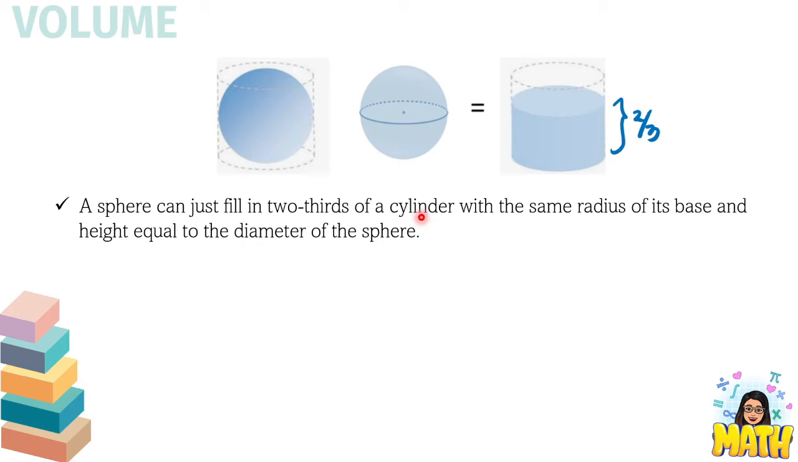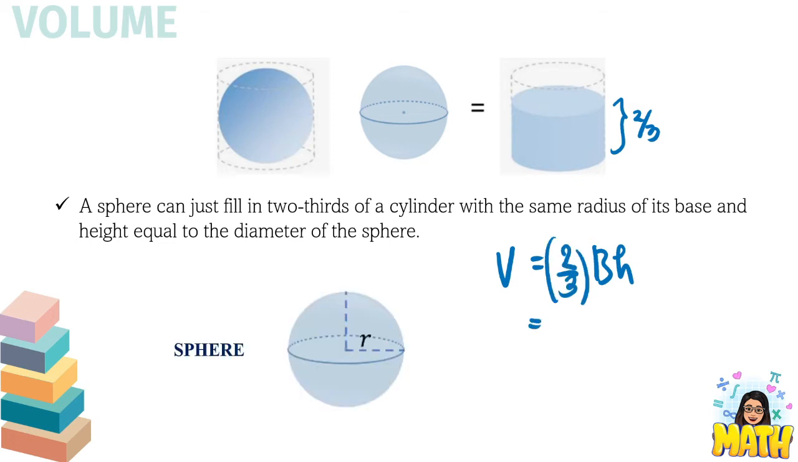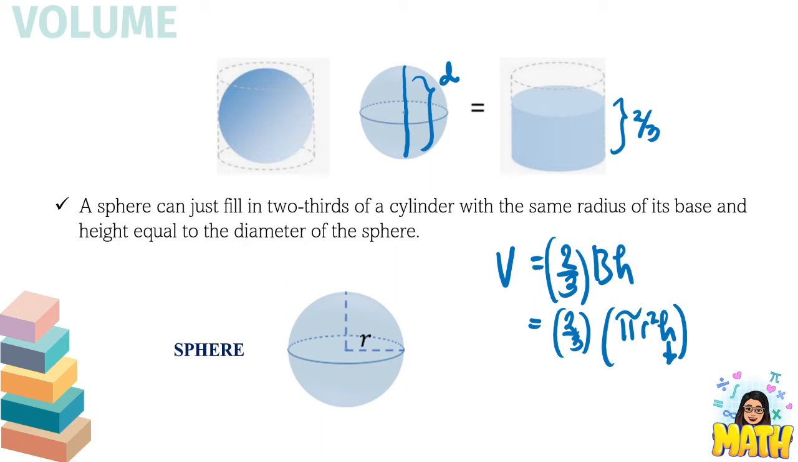Instead of just using the general formula area of the base and height, just simply have it as 2/3 of this. Since kinumpare natin ito sa volume ng cylinder, which has the formula pi r squared h, in which the height of the cylinder is equal to the diameter or twice of the radius of the sphere, therefore, we can finalize that the volume of a sphere is equal to 2 times 2, 4 pi r cubed over 3.